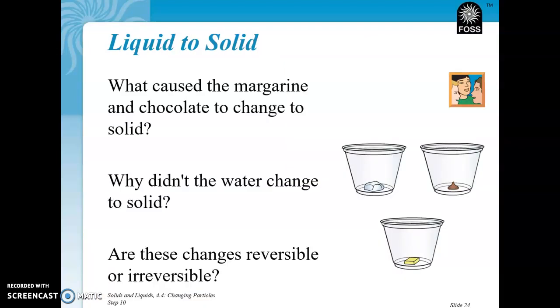In your interactive science notebook, I now want you to answer these questions about liquid to solid. What caused the margarine and chocolate to change to solid? Why didn't the water change to solid? Are these changes reversible or irreversible? Those are new vocabulary words. I wonder what they mean. If you have a home dictionary, go ahead and look up those words. Or you can go to dictionary.com to help assist you.